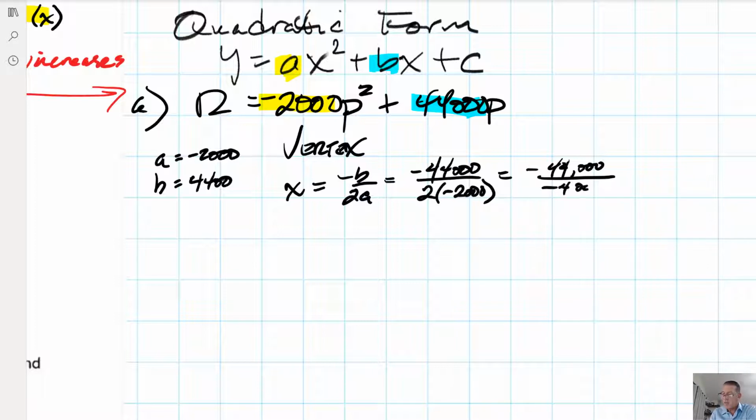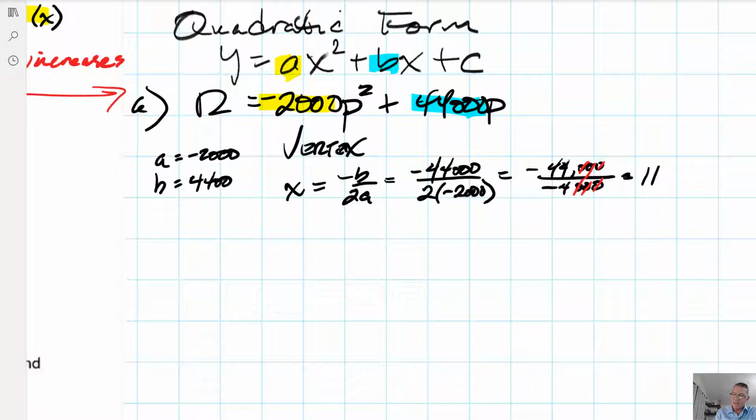This is 44,000. So negative 44,000, all right, divided by 2 times negative 2,000, which is negative 4,000. So negative 4,000. Okay, so now it's clear. Okay, so now notice they both end in 3 zeros. So you cancel out 3 zeros up top, 3 zeros down below. That's simply dividing by 1,000. All right, and then you simplify. Negative 44 divided by negative 4 is 11. All right, so positive 11. So x is 11. So x equals 11.